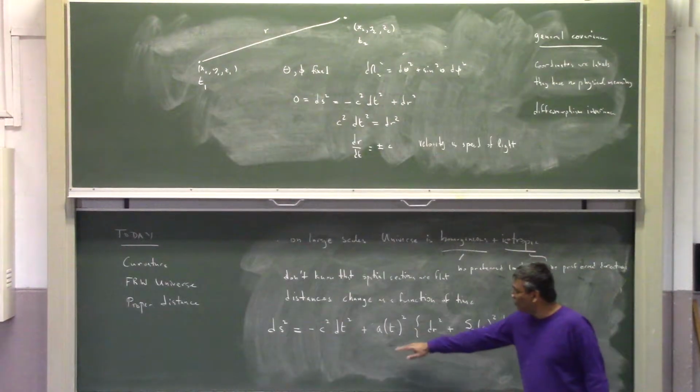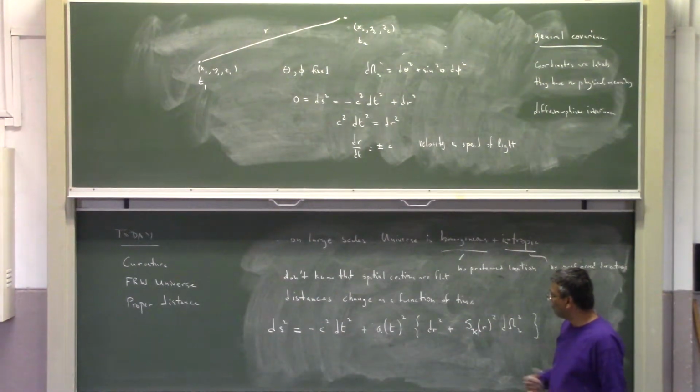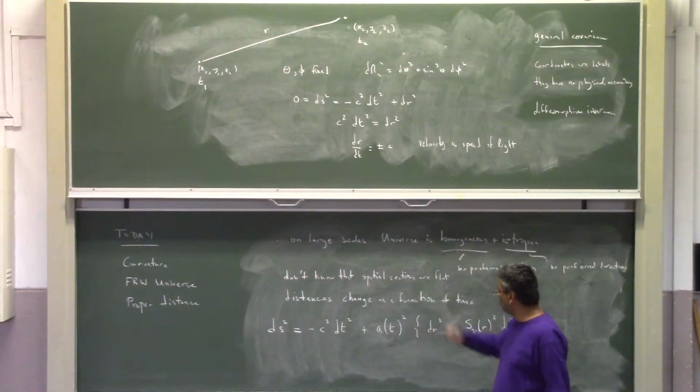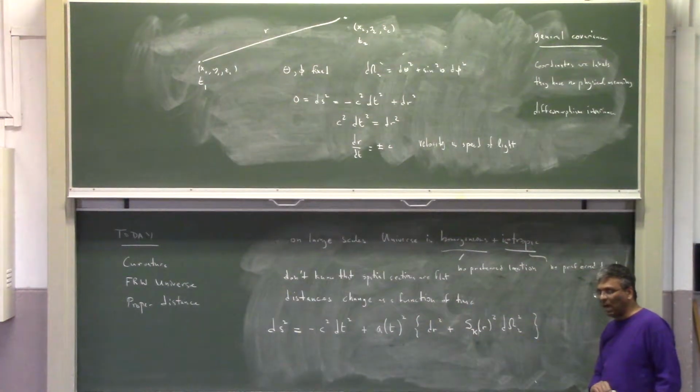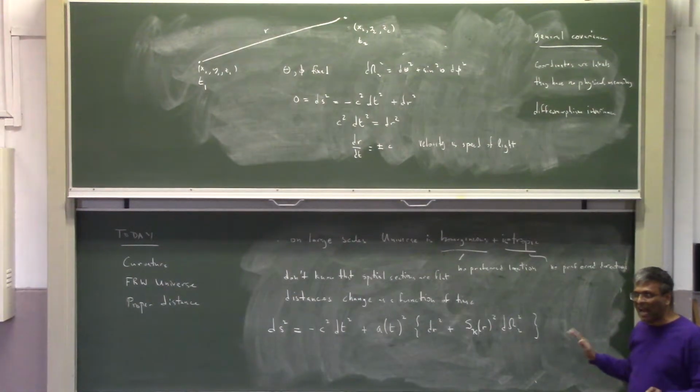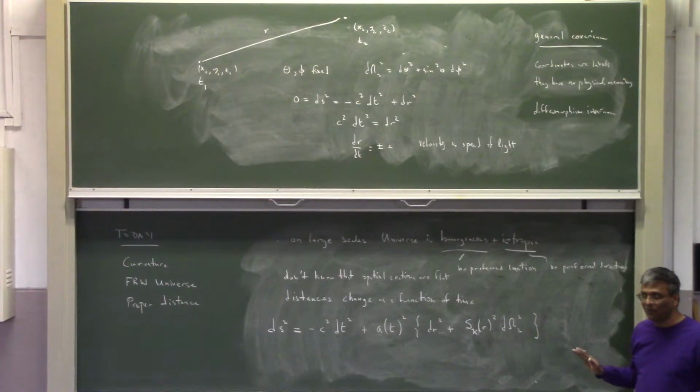So there's some functional dependence on time, which enables distances to change as a function of time. And we don't know the spatial sections are flat, so we include S kappa of R. So this is the guess we make. It's a very natural guess that we make.